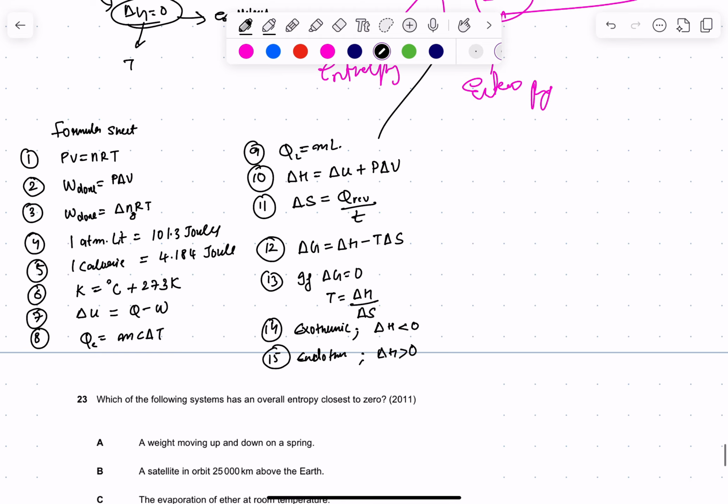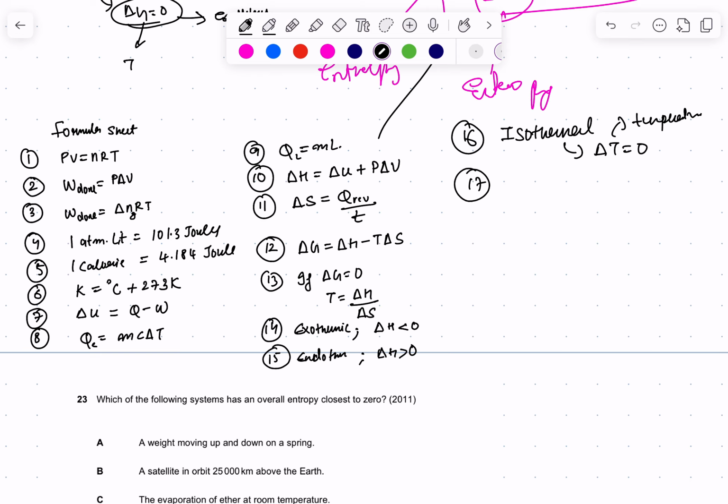Do you want the isothermal, isobaric, that order? Yeah, go for it. Isothermal is temperature constant, so delta T is 0, and delta U is also 0. Isochoric: volume is constant, so delta V is 0. And adiabatic: Q is equal to 0.